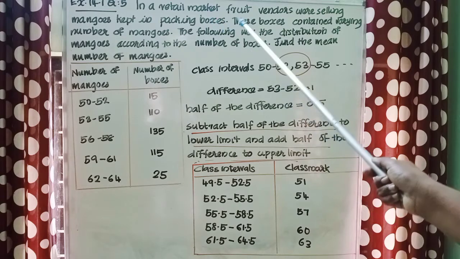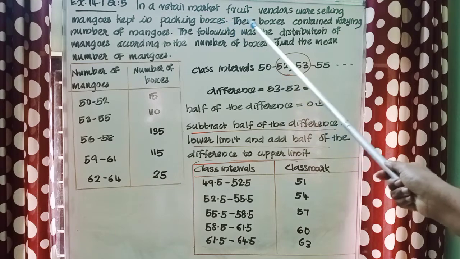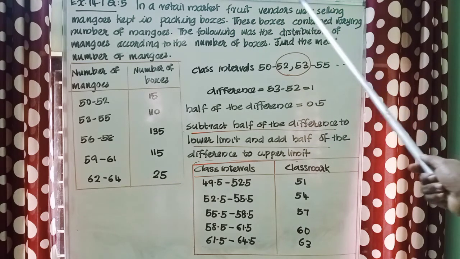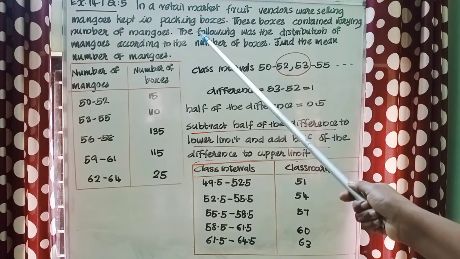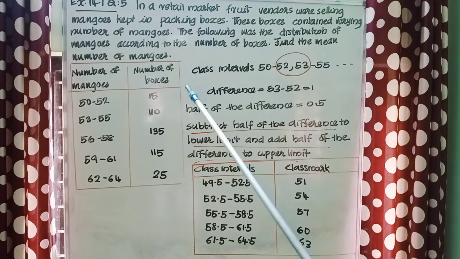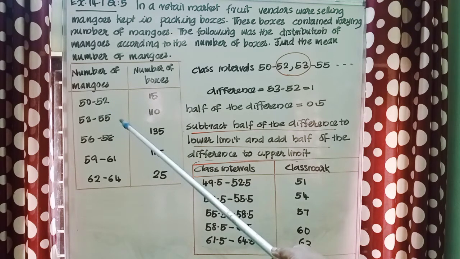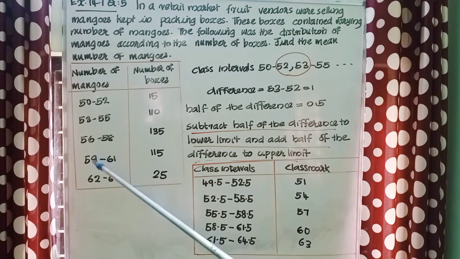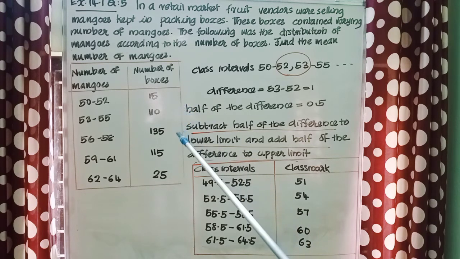In a retail market, fruit vendors were selling mangoes kept in packing boxes. These boxes contained varying number of mangoes. The following was the distribution of mangoes according to the number of boxes. Find the mean number of boxes. Number of mangoes: 50 to 52, 53 to 55, 56 to 58, 59 to 61, 62 to 64. Number of boxes: 15, 110, 135, 115, 25.